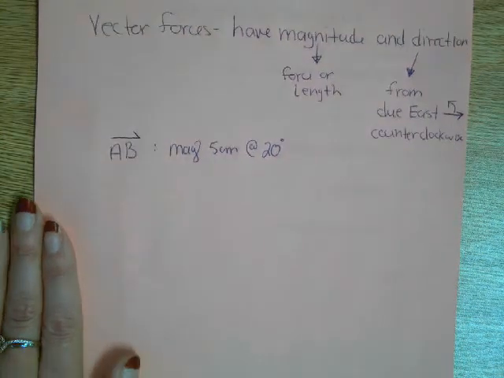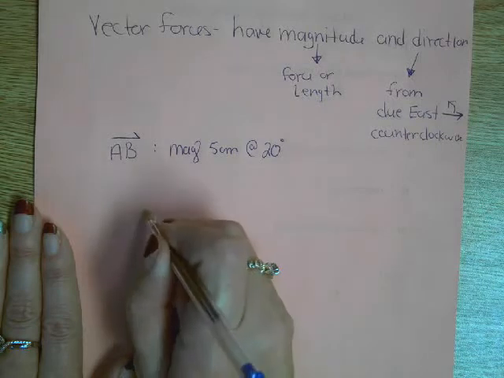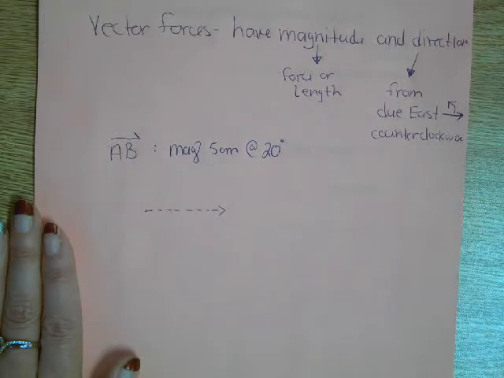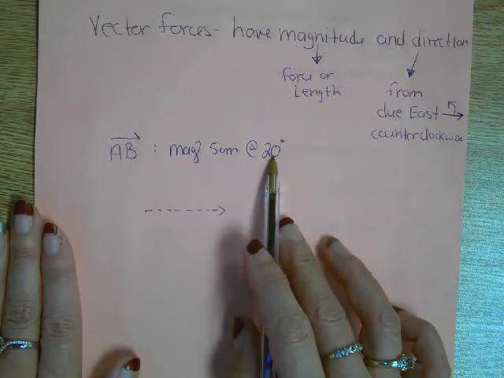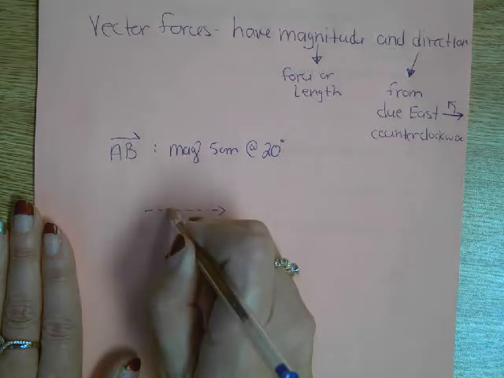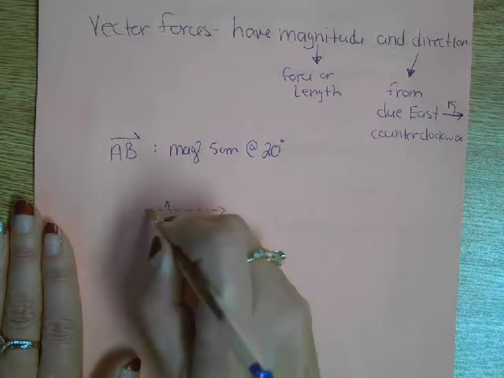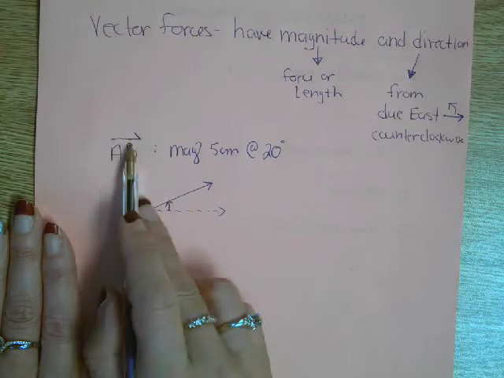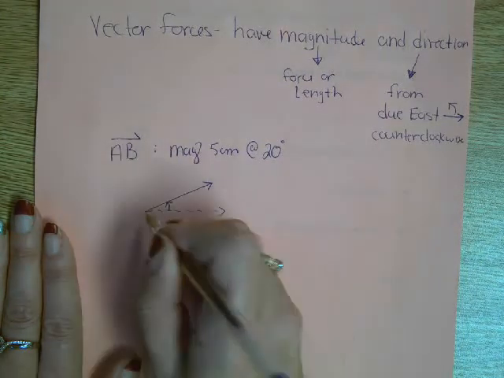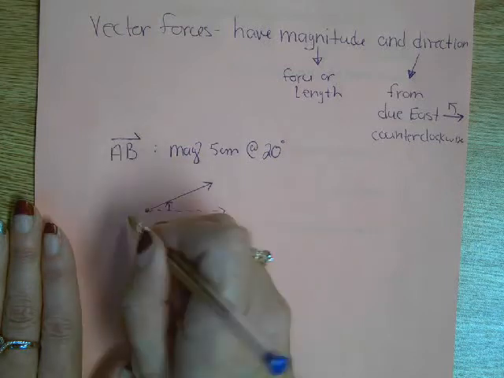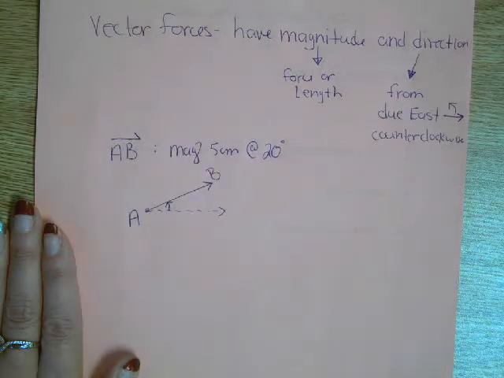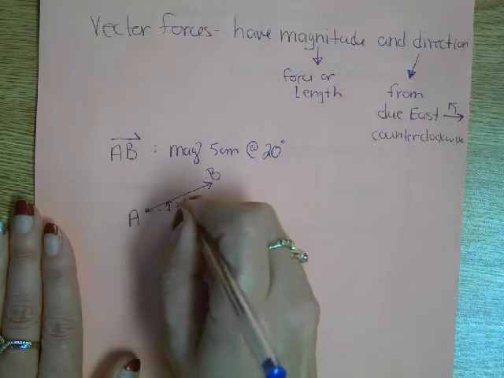So if we were going to draw that, we would need a reference line, and our reference line is due east. So I like always to dot in my reference lines. 20-degree direction, so I go counterclockwise from that, 20 degrees. And then I show a length of 5 centimeters. And in the picture, it will look like a ray, but when we name it, it has that vector symbol. So, the vector is starting at A and finishing at B. That's what it would look like in a picture.